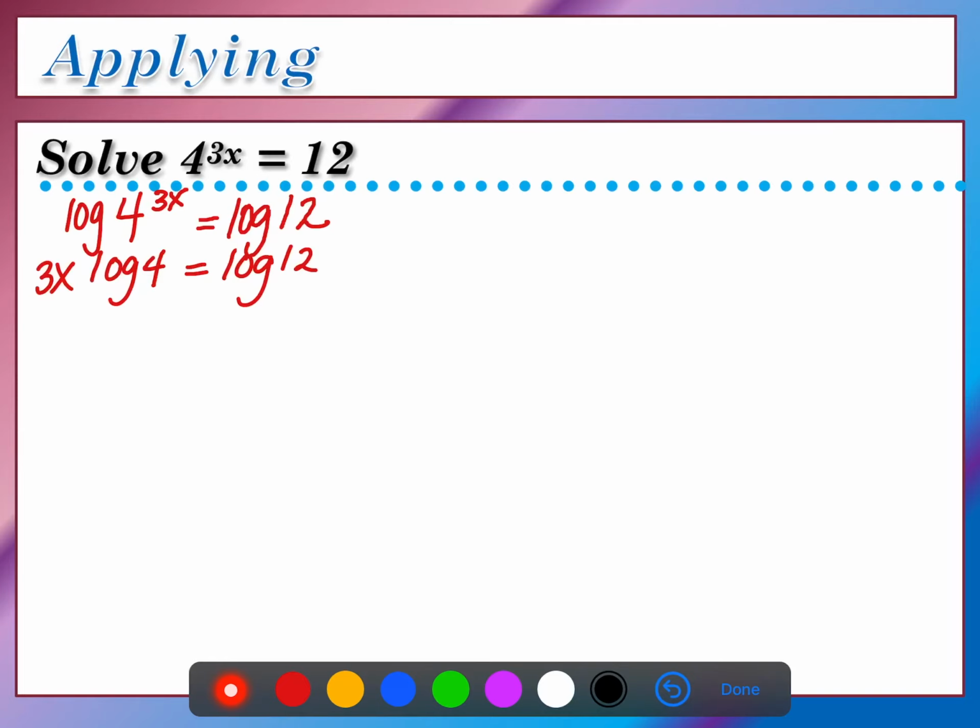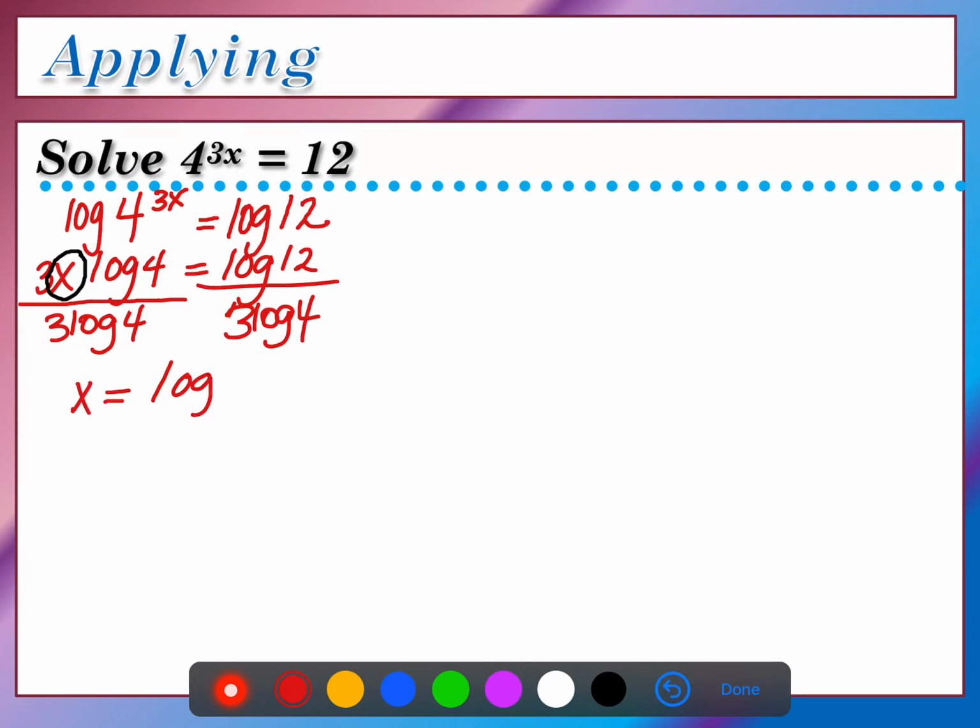Okay, so I'm trying to solve for x here. In order to get everything else by itself, the 3 and the log 4, they're both multiplying by the x. So why don't I just try and divide that all out in one shot? So I can divide out by 3 log 4. Okay, and that just leaves me with x equals log 12 over 3 log 4.